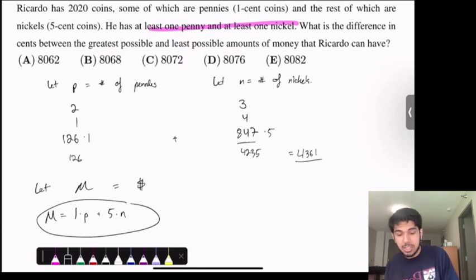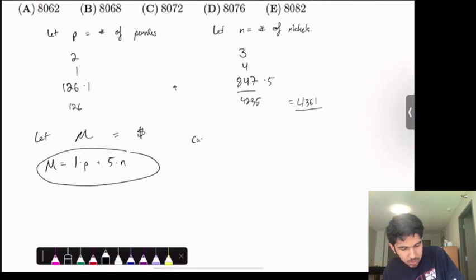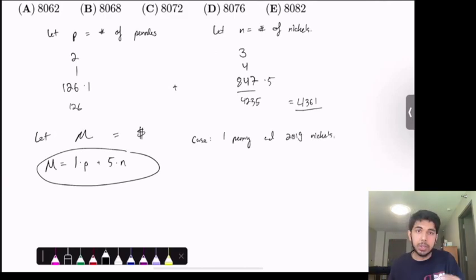Well, how many nickels is that? Well, there's 2020 possible coins. He has to have at least 1 penny. So let's just give him 1 penny so he's happy. And then everything else will be nickels. So let's consider the case when there's 1 penny and 2019 nickels. Because in this case, we have 2020 total coins.